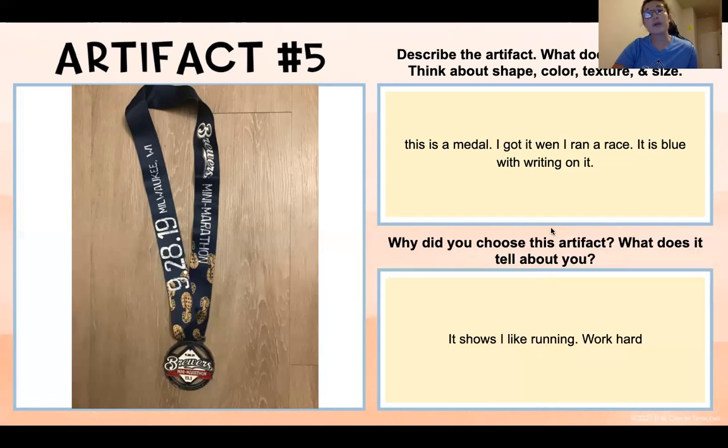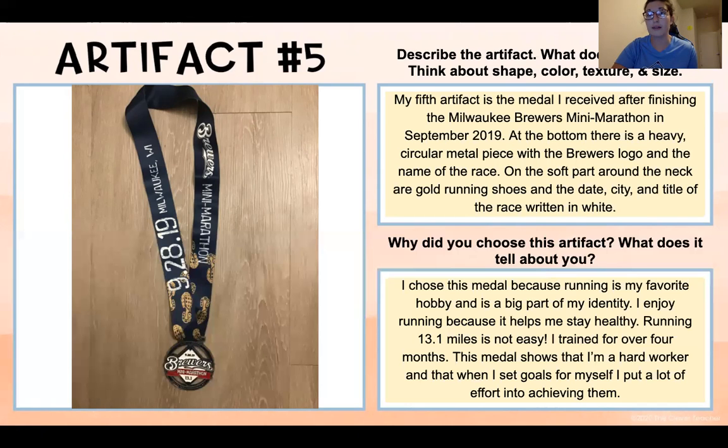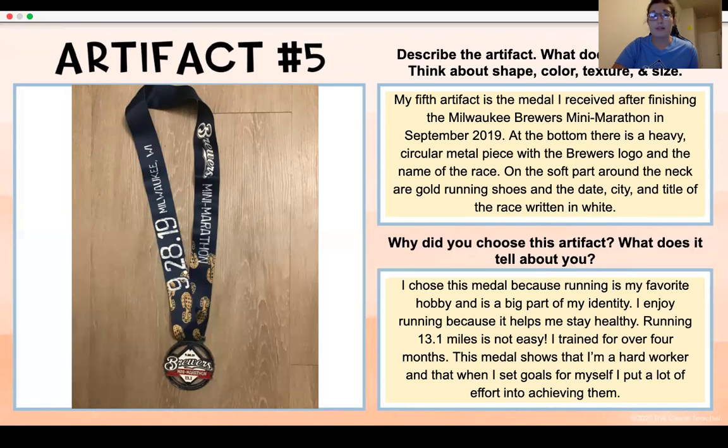Now I'm going to show you a second example of an artifact slide, and we are going to do the same thing. You will need to support your reasoning and think, is this a good artifact example or not? So, same artifact, my finisher's medal.